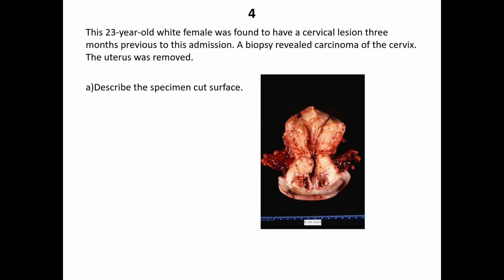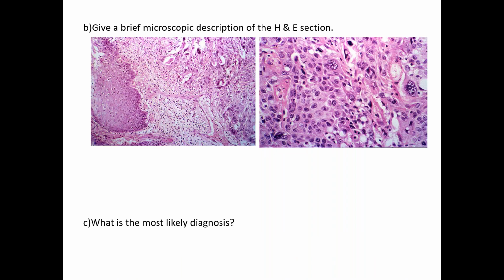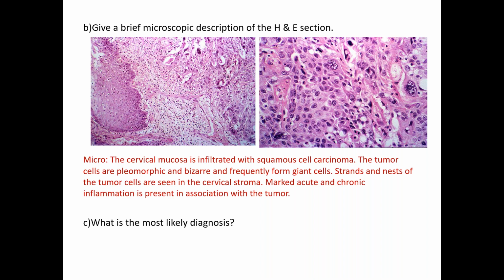A 23-year-old female was found to have a cervical lesion 3 months previous to this admission. The biopsy revealed carcinoma of cervix and the uterus was removed. Describe the specimen. The entire external cervix is a fungating mass. Give a microscopic description of the H&E section. And then what is the diagnosis? Familiarize them with the squamous carcinoma here.